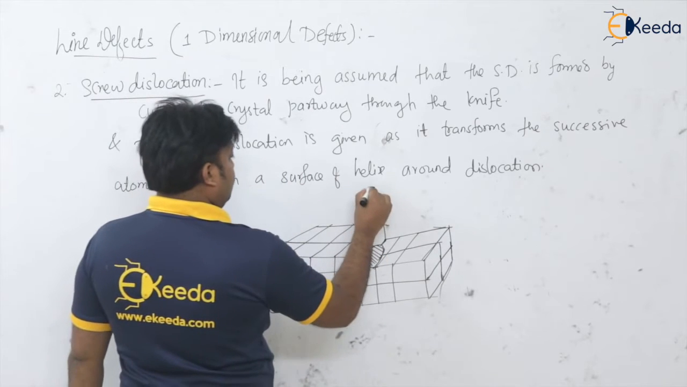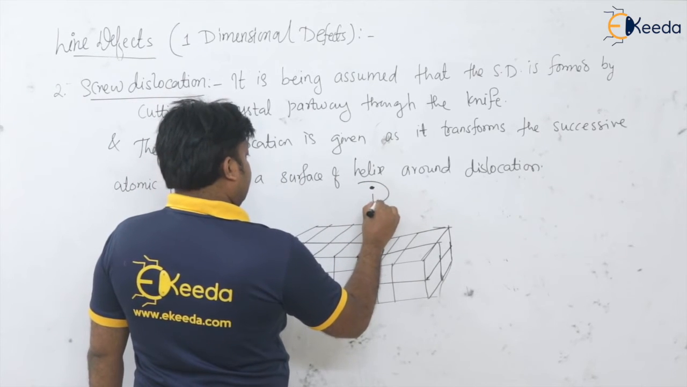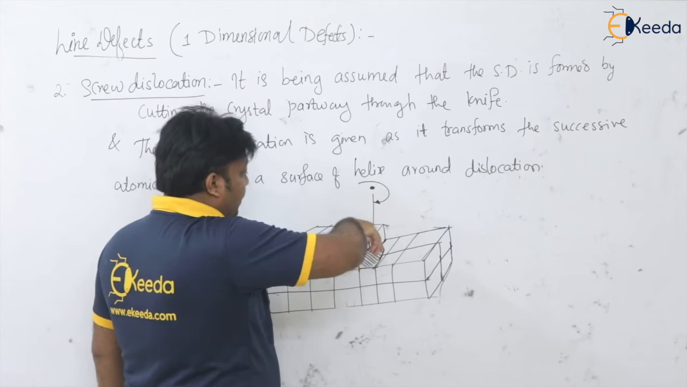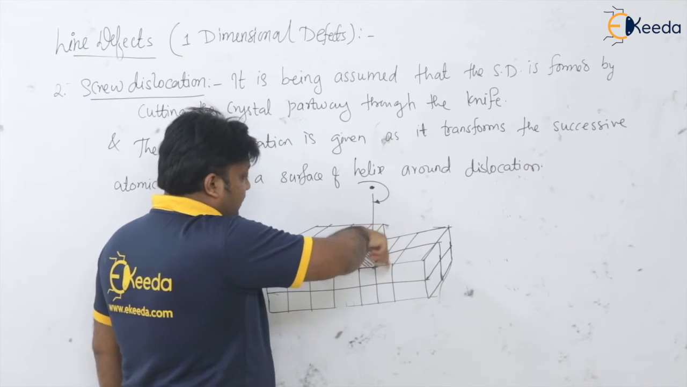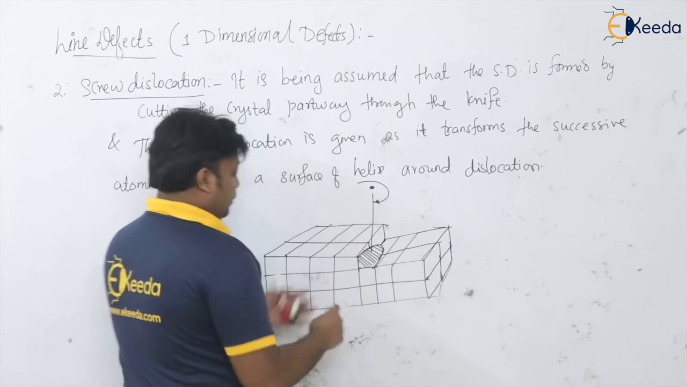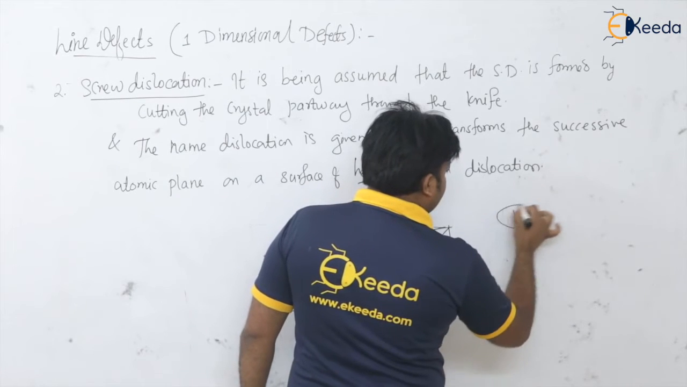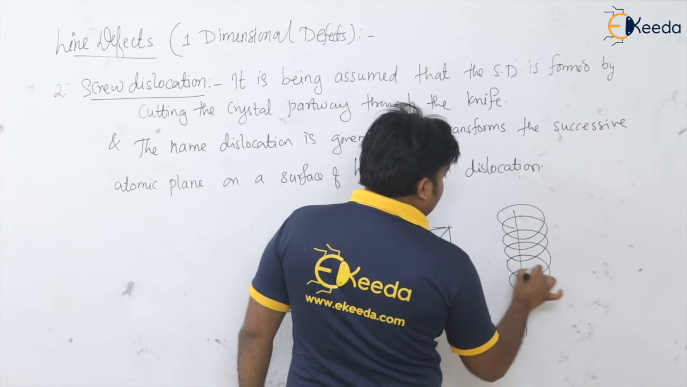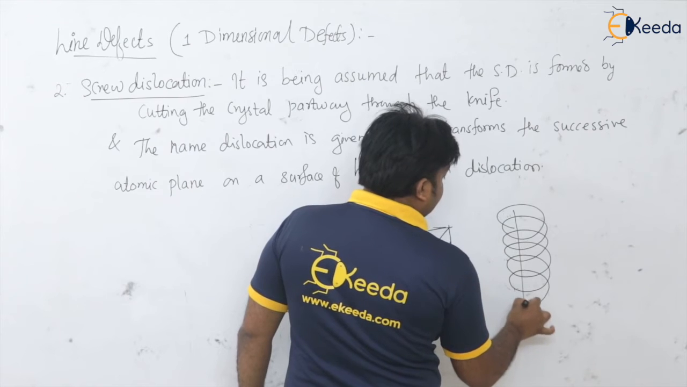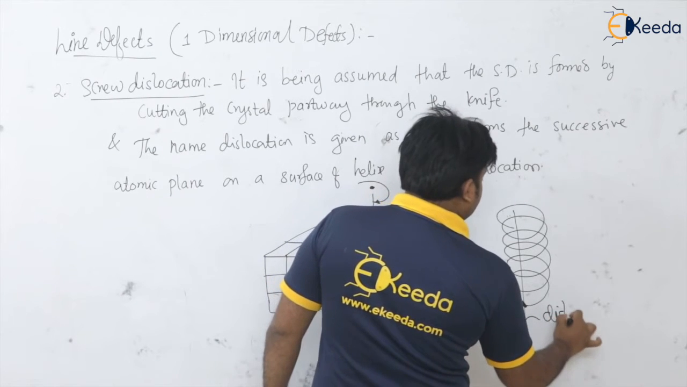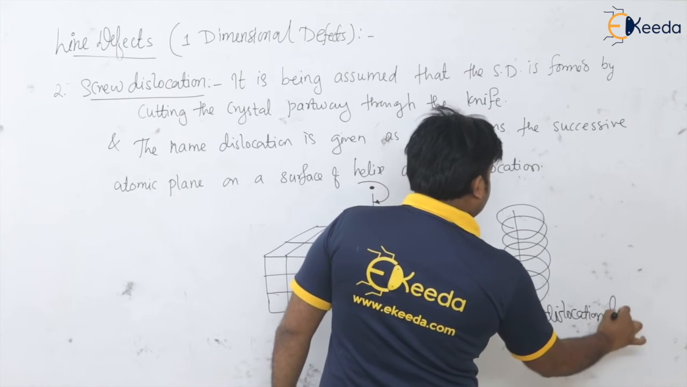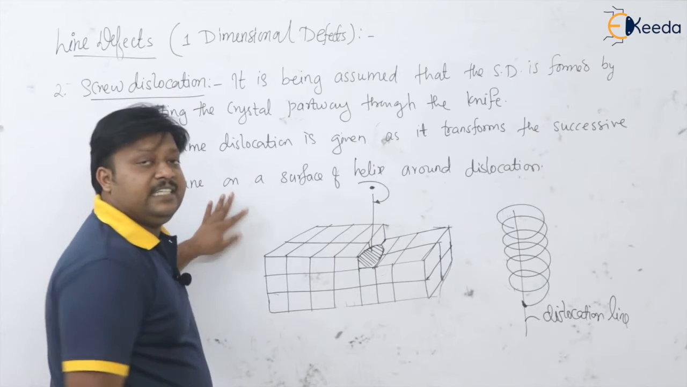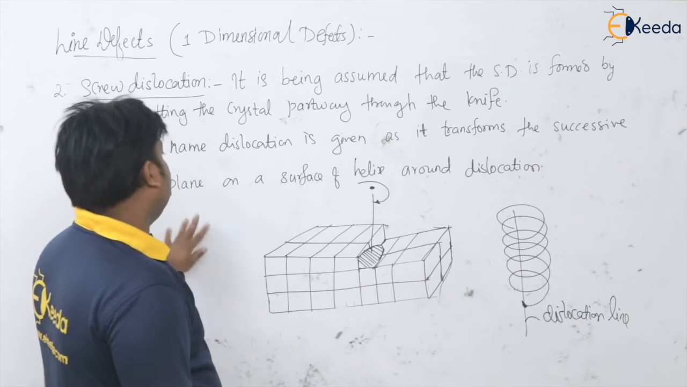Okay, so the successive atomic planes transform on a surface helix around the dislocation line. It is like this. If this is a dislocation line, every atomic plane is transferred successively on the helix, isn't it? And this is the dislocation line. This is the reason why this dislocation is named the screw dislocation.